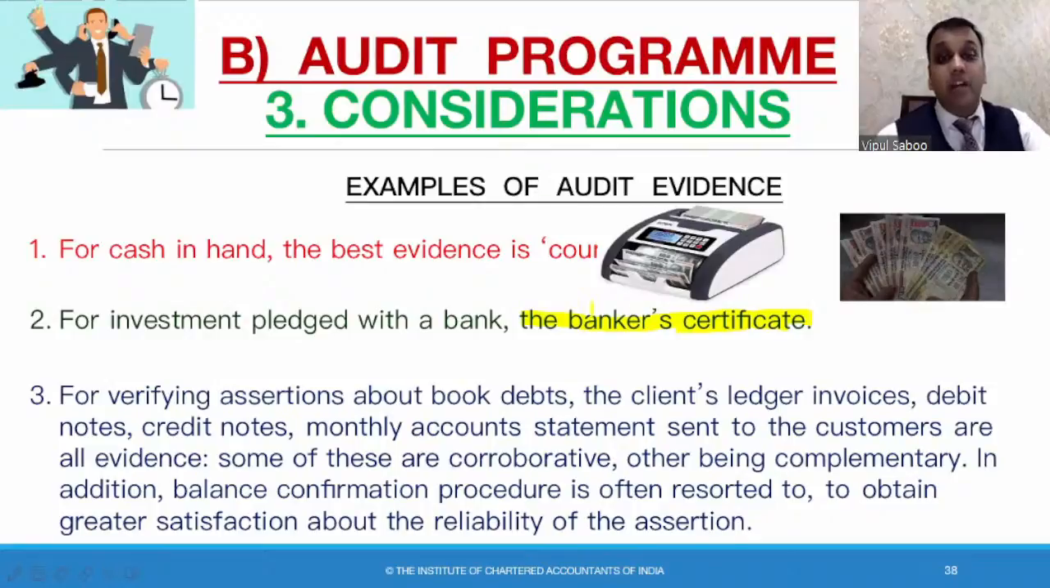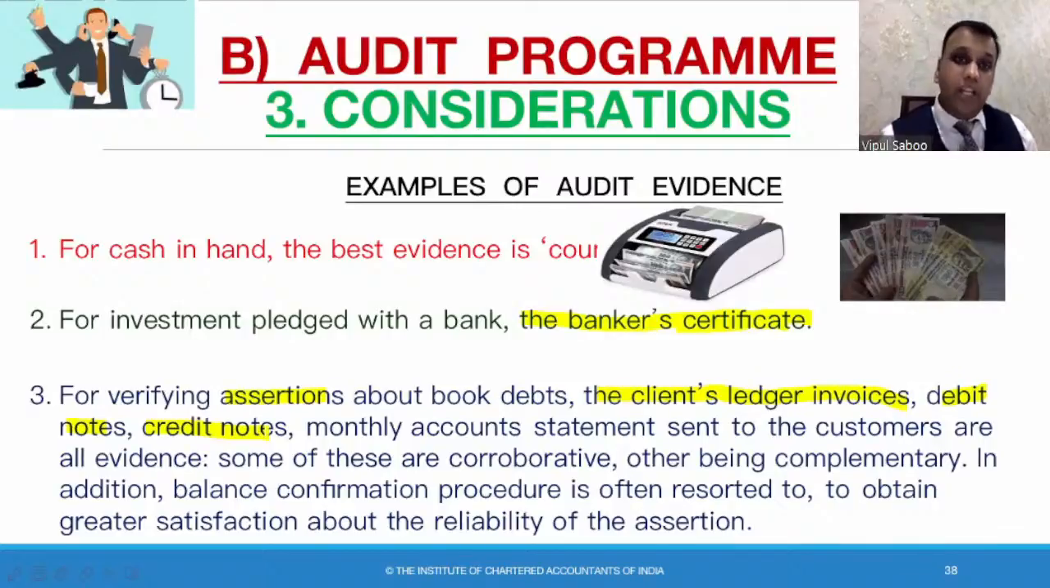For verifying assertions, I told you what are assertions: the rights, the completeness, the existence, the valuation about book debts, the client's ledger, invoices, debit notes, credit notes, monthly account statement sent to the customer. This is your monthly account statement. You purchased this much material from us of value 2 lakhs, 1 lakh we have received, right? 50 lakhs check is in transit. The balance is 50,000 which you owe us.